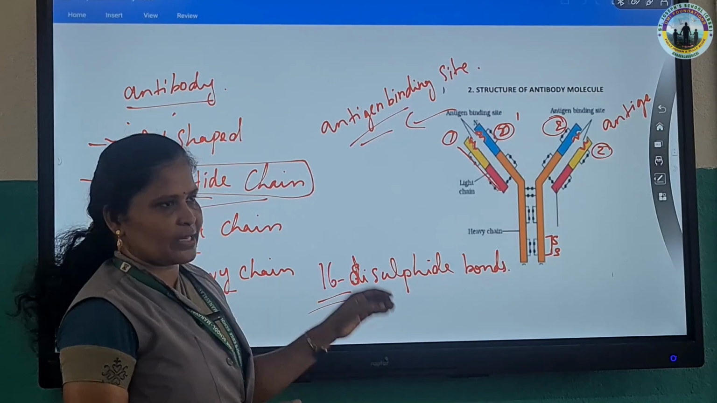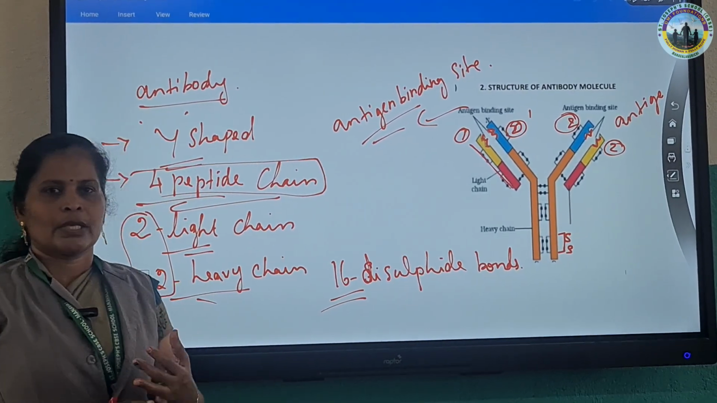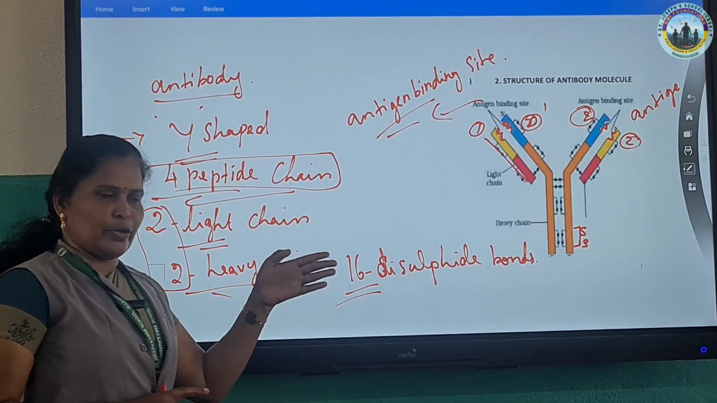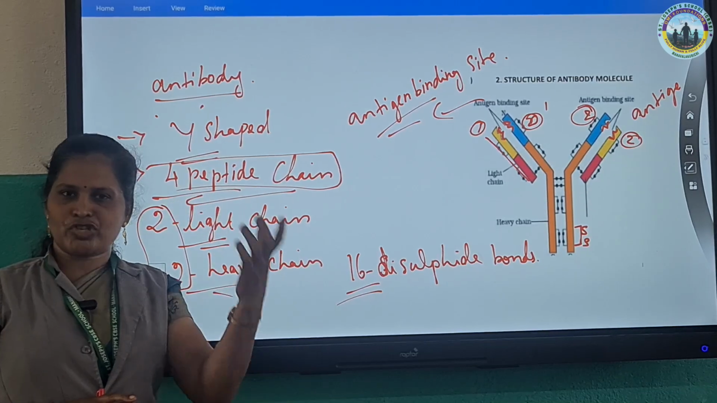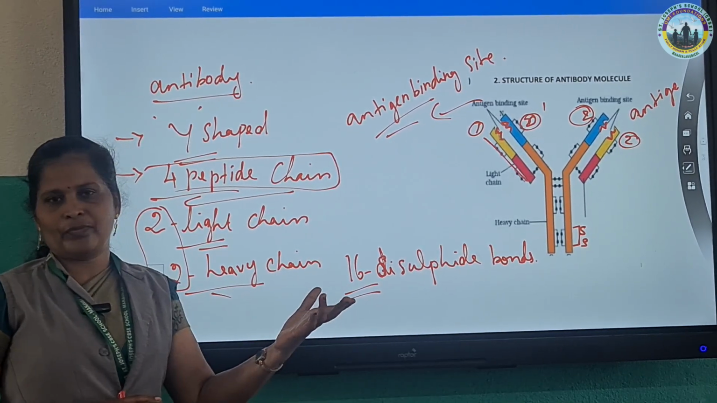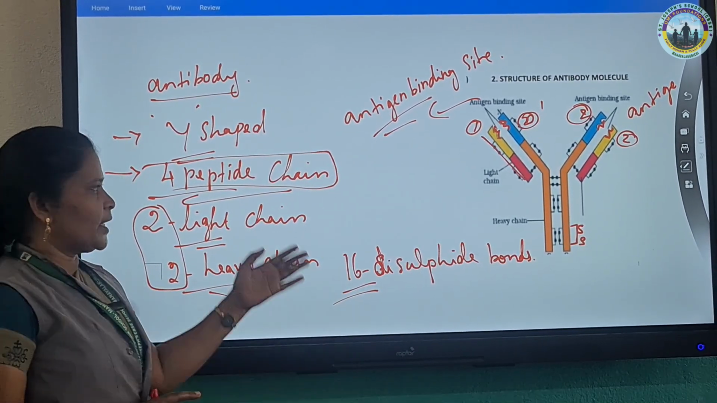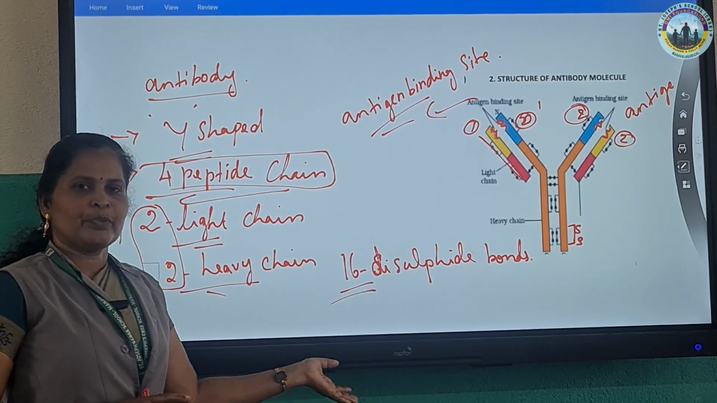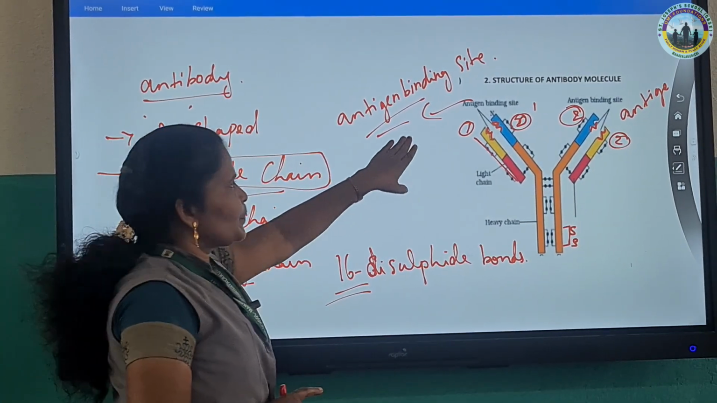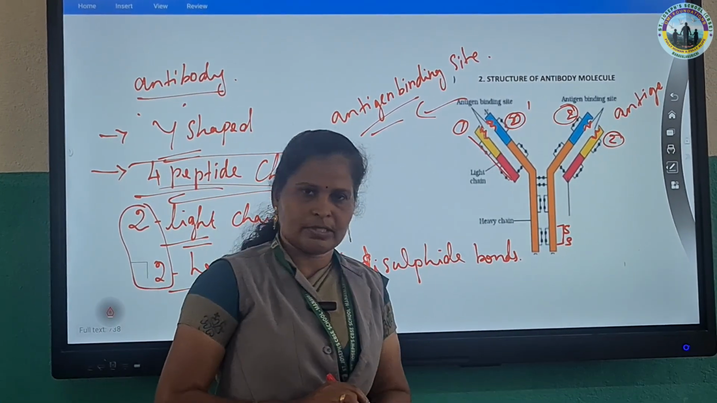So children, in today's class, what are the things we studied? What is meant by acquired immunity, the special features of acquired immunity, and the human responses we studied. Now we studied about the antibody molecules.